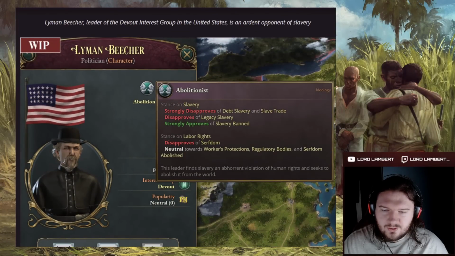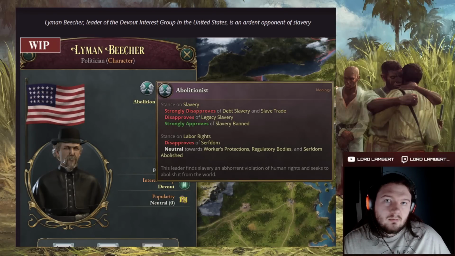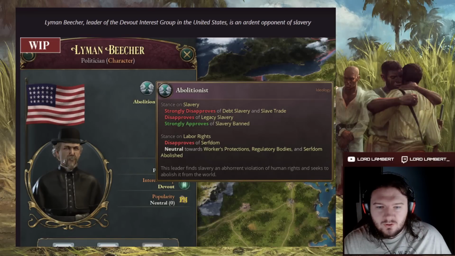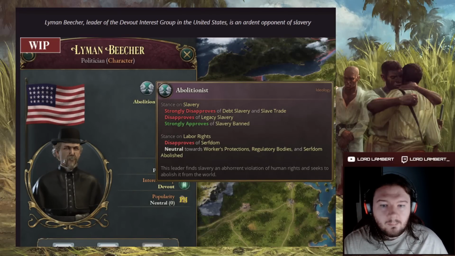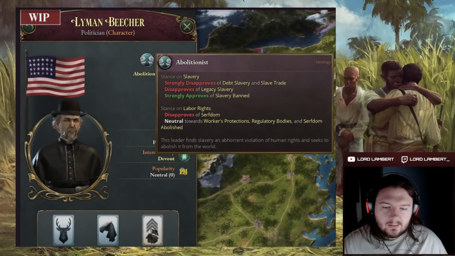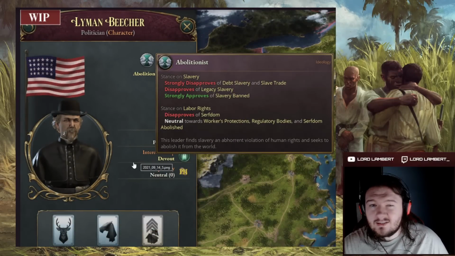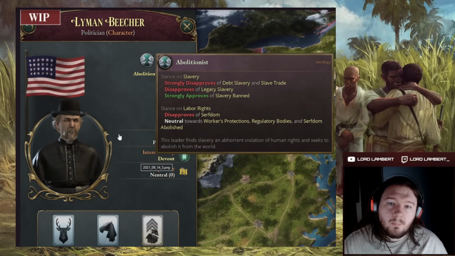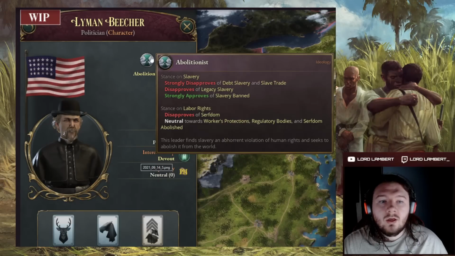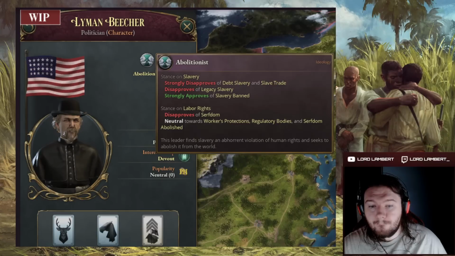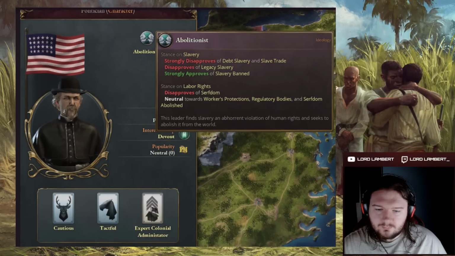So this is also very interesting because it shows that, other than the leaders of countries, there are historic characters in the game. Lyman Beecher being one of them, clearly. And it'll be interesting to see what other kind of characters pop up as the leader of other interest groups. I'm looking forward to finding out.